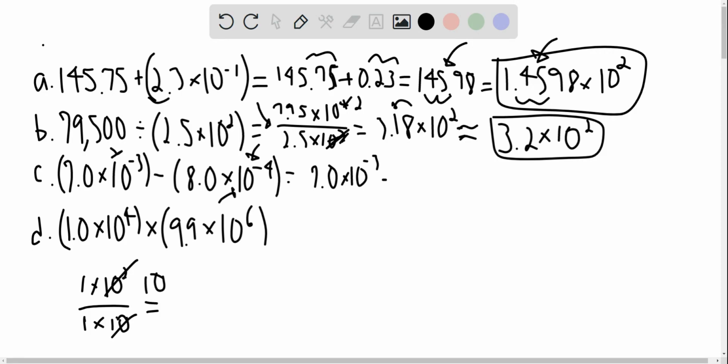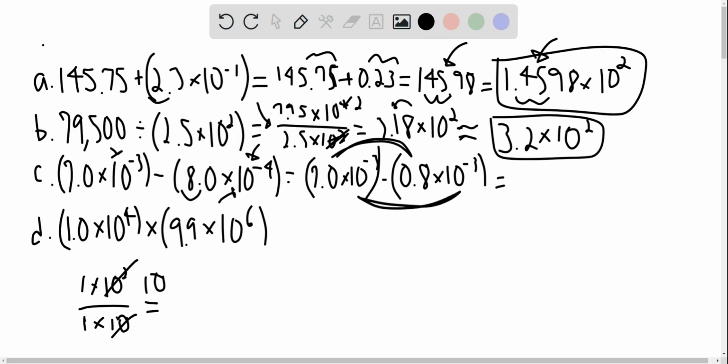So if we want to convert this to 10 to the negative third, we have to move the decimal place to the left, right? So we're going to do 0.8 times 10 to the negative third. Now, as you can see, all we really have to do is just subtract these two numbers here, and then we can just keep the 10 to the negative third in our answer, and it's already going to be in scientific notation.